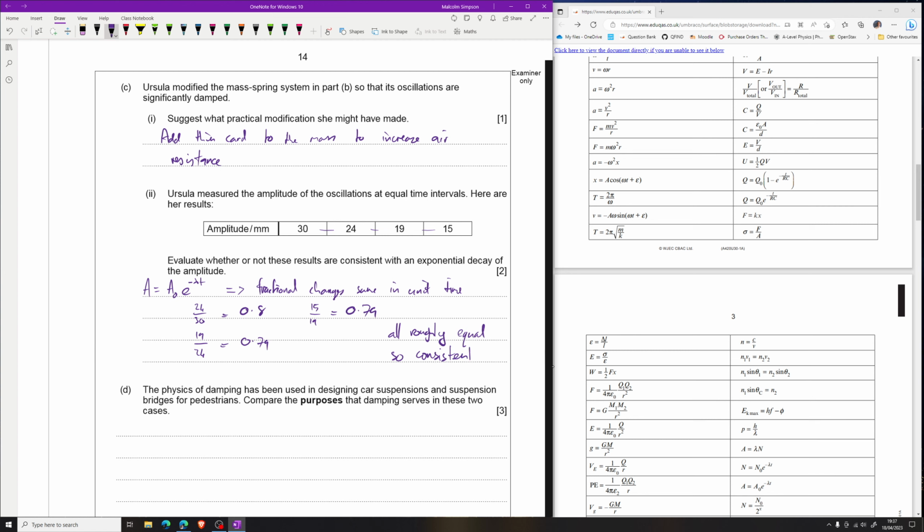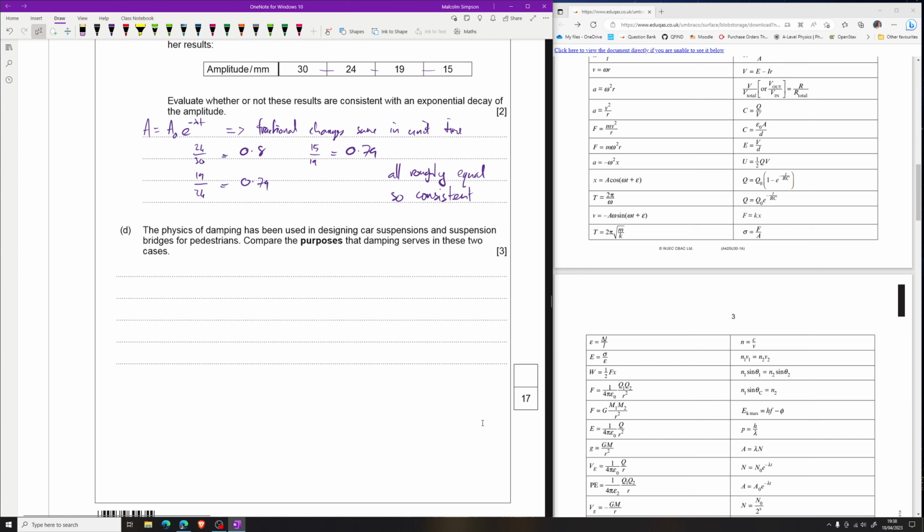There's other ways you could do this. You could take the log of the change, but I don't know about that. Or you could even work out lambda t and show that 30 times e to the minus x is 24, you could find x and then show that 30 times e to the minus 2x is 19 and 30 times e to the minus 3x is 15. You could do it like that and get the same result.